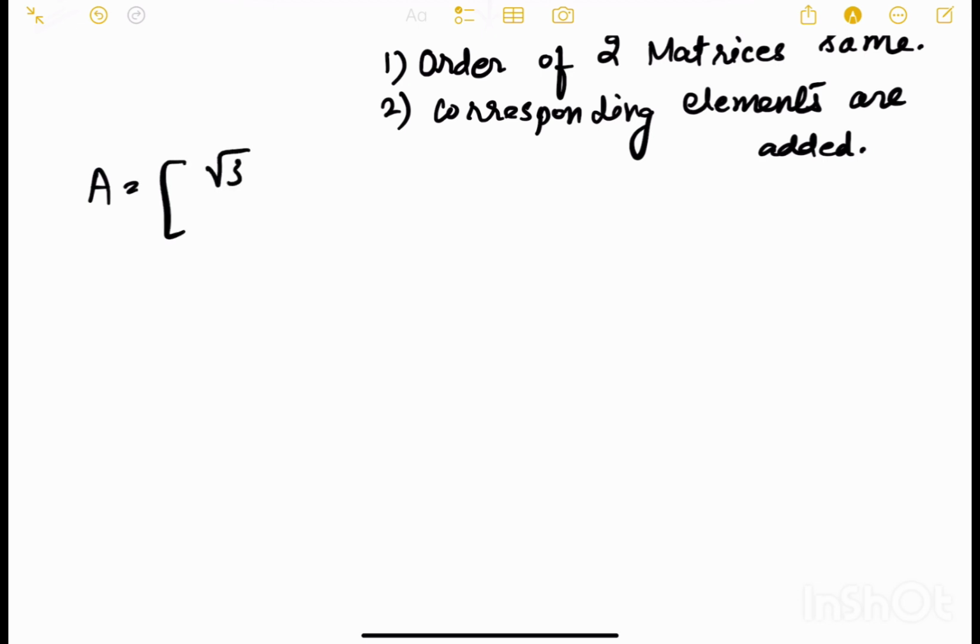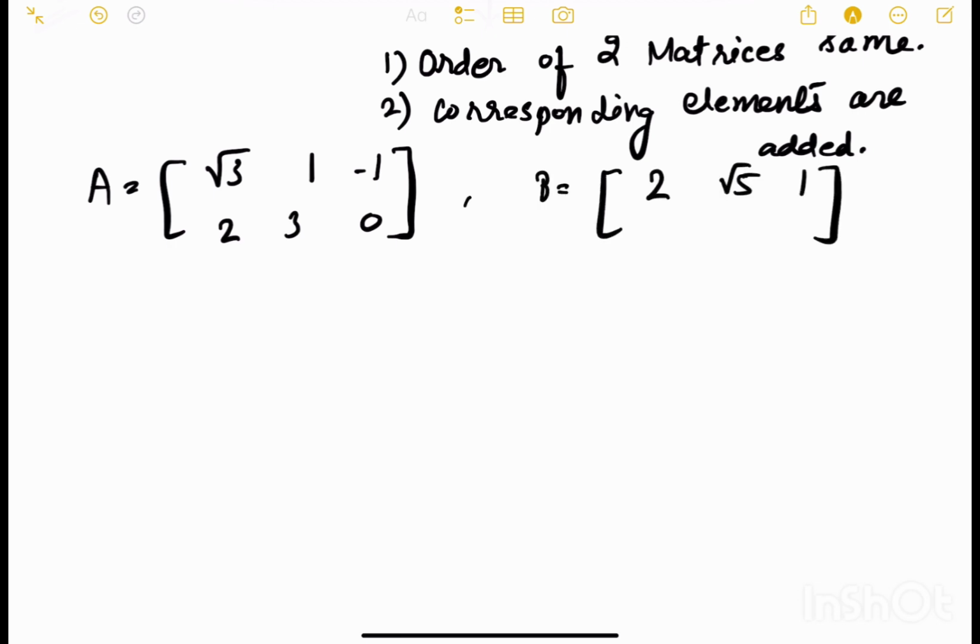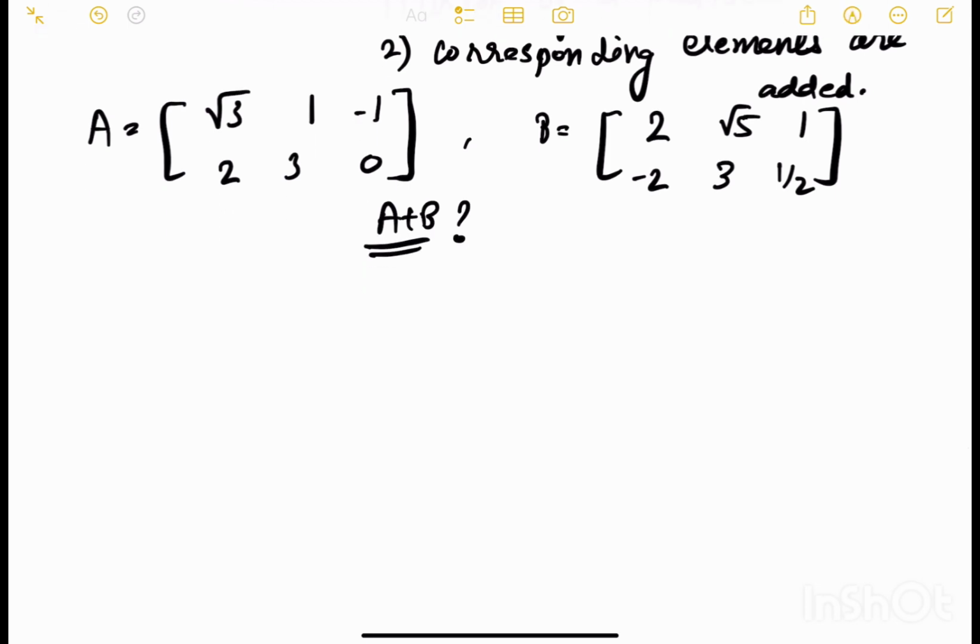So I will just consider matrix A. This is root 3, 1, minus 1, 2, 3, 0. And this is my another matrix B: 2, root 5, 1, minus 2, 3, 1 by 2. So now what we have to find is, what is A plus B? This is our question. So first of all, just check the order.